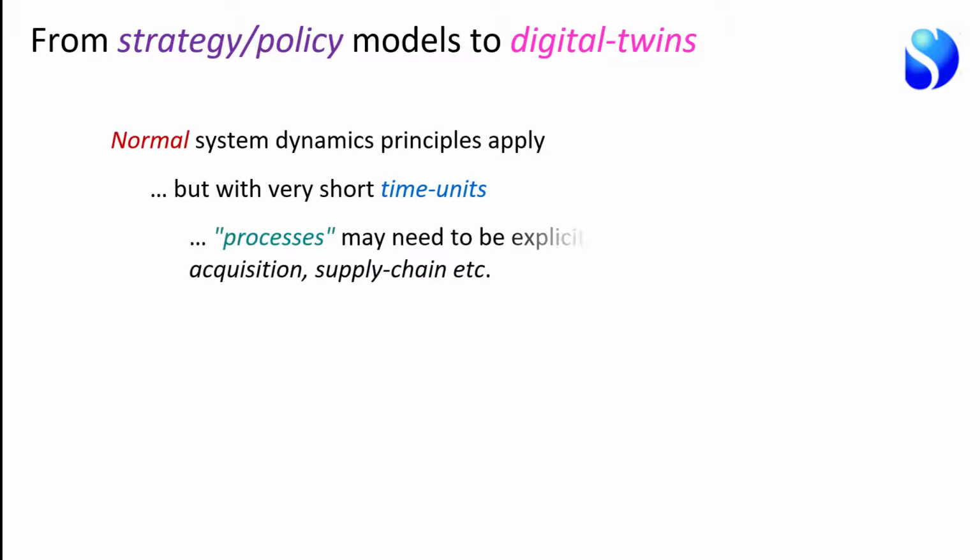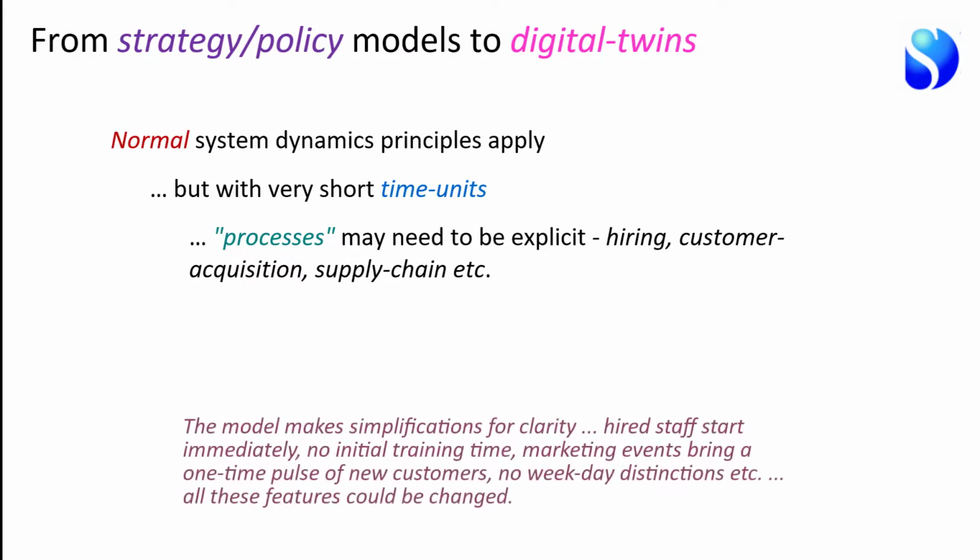Another difference is that, as in this case, you may need to make processes explicit. In a policy level model only, hiring would just be a flow rate in the model. It might be a delayed flow rate, but that's all it would be. Here we're looking at the steps along that process. The placing of job advertisements, the screening of applications, the issue of offers, and the appointment of people who accept those offers.